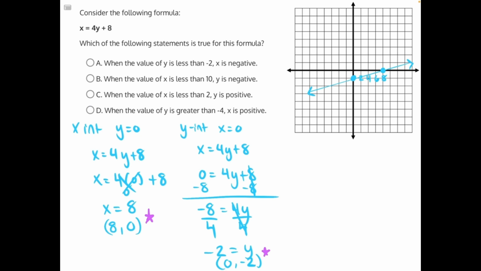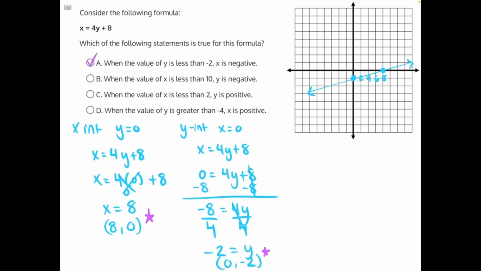A says when the value of y is less than negative 2, which is right here, all of the values that are less than, so below this value, x is negative. Well, if we look at the values that we have in this range, all of those values are on the left-hand side of the y-axis, meaning all of those x values are negative. So that makes A a true statement. A is our correct answer.